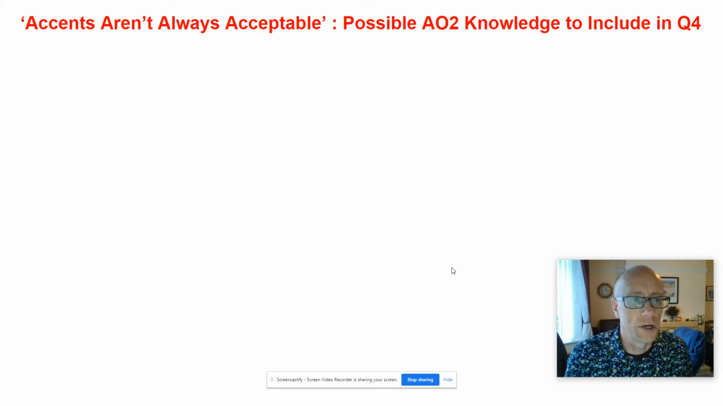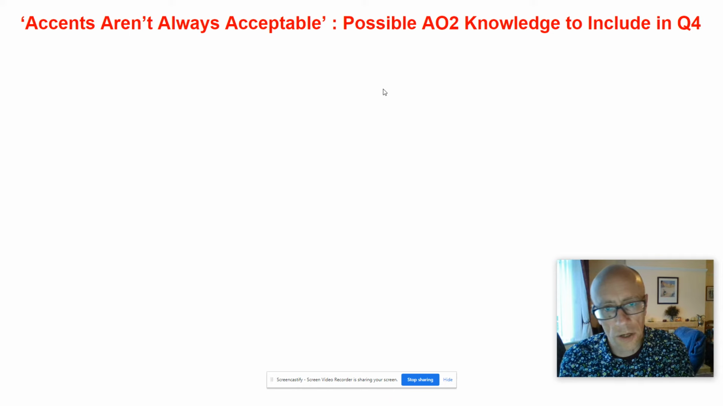Okay, so before you start, you need to think, what knowledge, what concepts are you going to be delivering? Think back to the question 3 material that we were doing last time, the articles that went accents aren't always acceptable, and the super user piece as well by Queen of Fern. So what possible AO2 knowledge from those articles would you include in your question 4? I would advise you to stop the tape there and on a piece of paper just throw down 5, 6, 7 different theories or concepts that you think would be relevant to those articles.